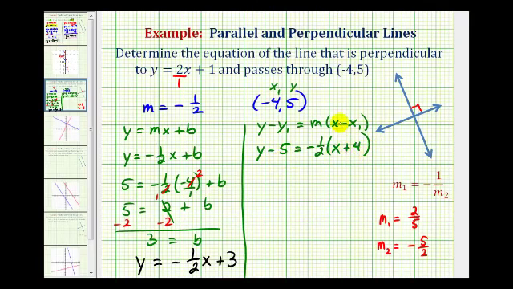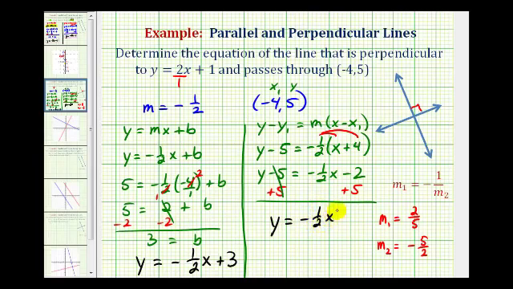And now we'll go ahead and solve this equation for y. So we'll distribute here. So we'll have y minus 5 equals, this would be negative 1/2 x. Then here we'd have minus 2. Then the last step to solve for y would be to add 5. This would be 0. So we'd have y equals negative 1/2 x, and this would be plus 3. So notice how if we just use slope-intercept form to determine the equation, or if we use point-slope form to determine the equation, the result is the same.